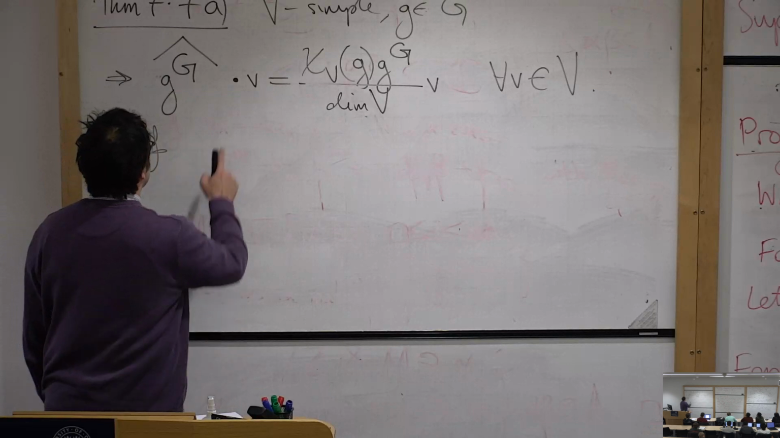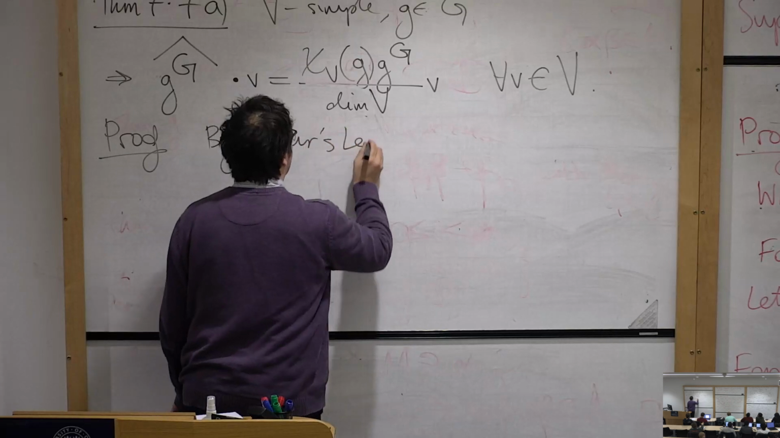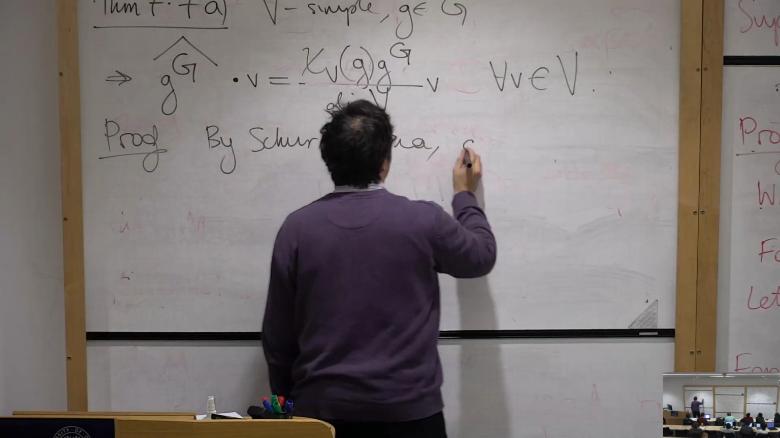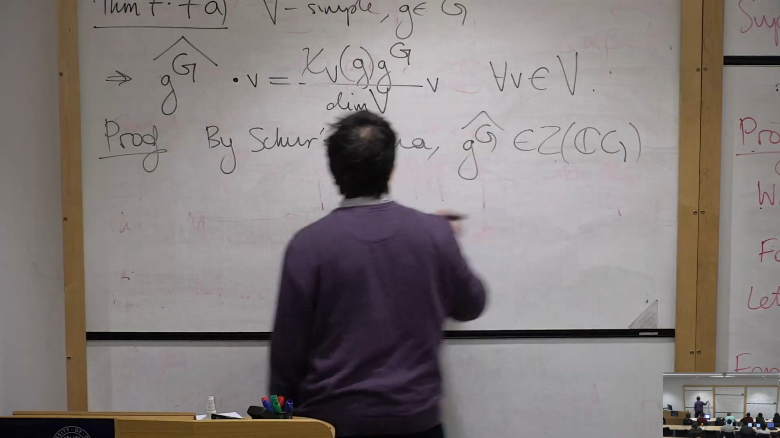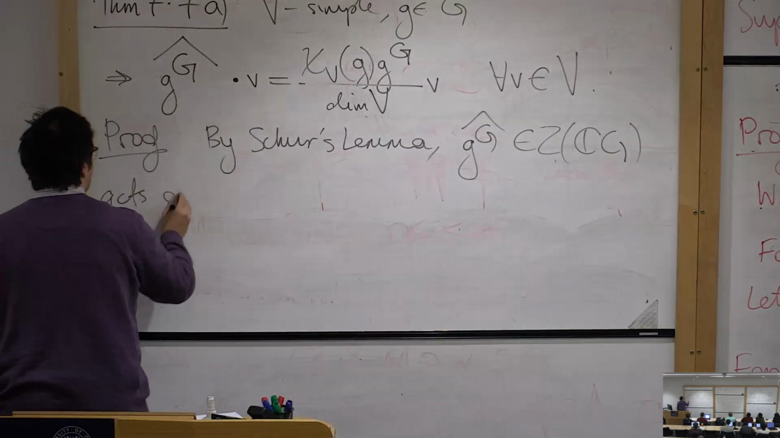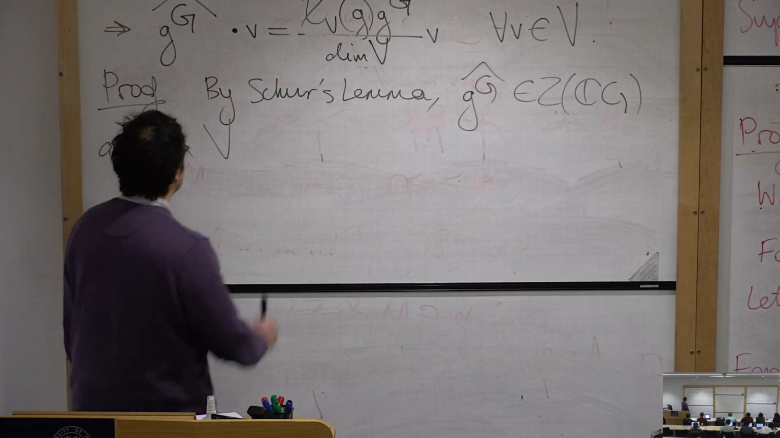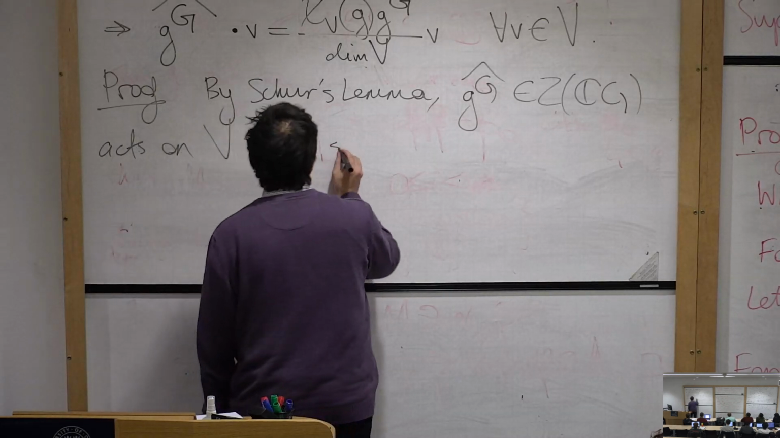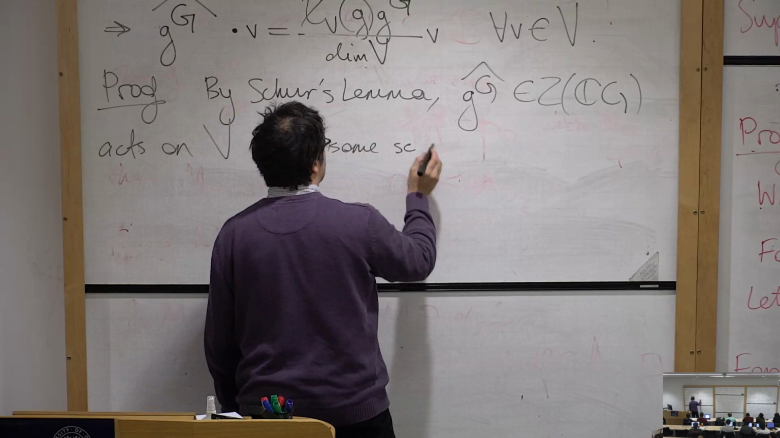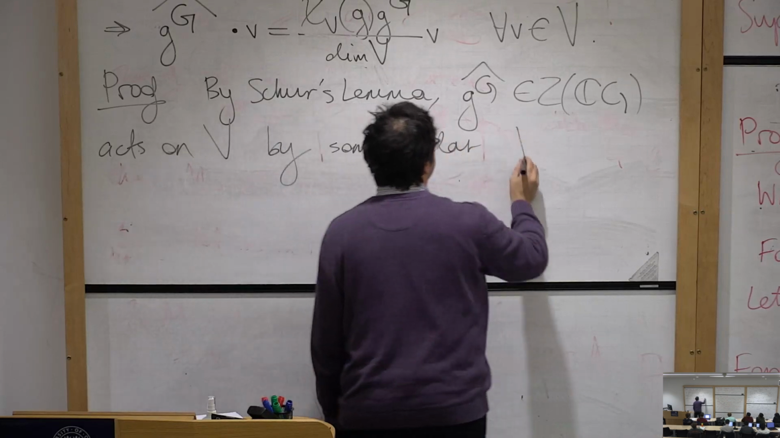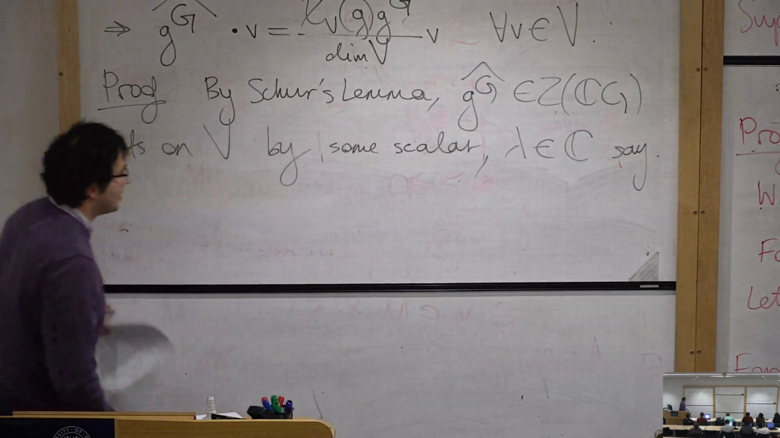So we know that by Schur's lemma, the central element, that is this conjugacy class sum, acts on V by an endomorphism of CG-modules, which is reduced to C, by some scalar lambda. I just get bogged down by notation.